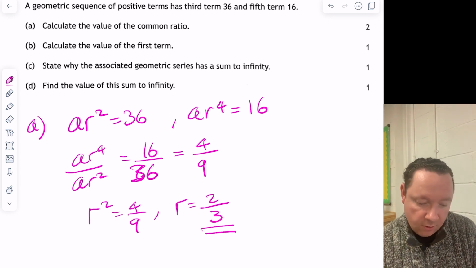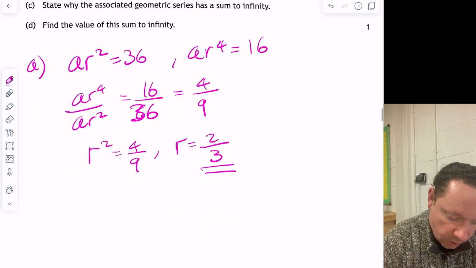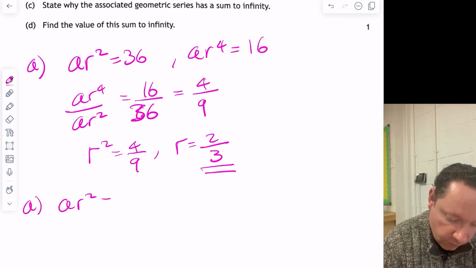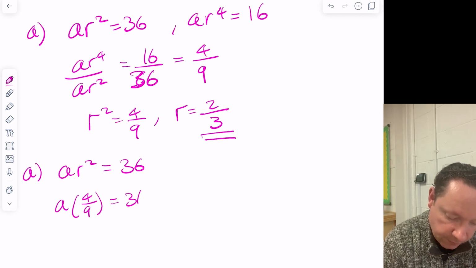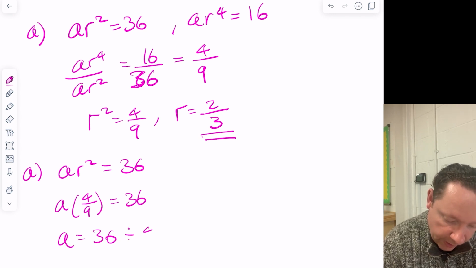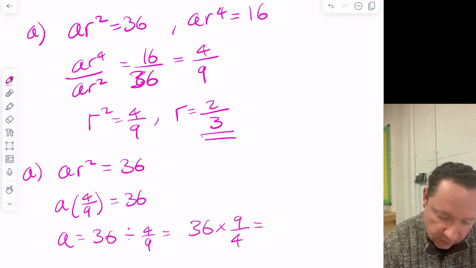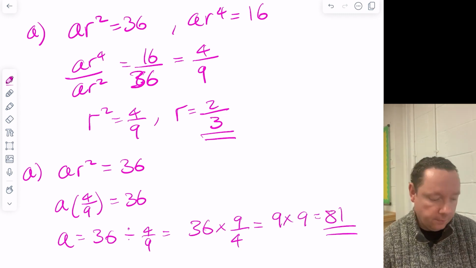Part B says, calculate the value of the first term. Well, the first term is a. So, just using ar squared equals 36: a times 4 ninths, because that's r squared, equals 36. So, a equals 36 divided by 4 ninths. 36 times 9 quarters. Well, 4 9s is 36, so that's 9 times 9, which is 81. So, the first term is 81.